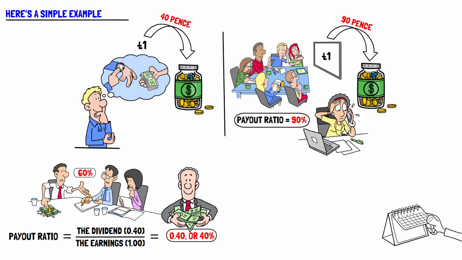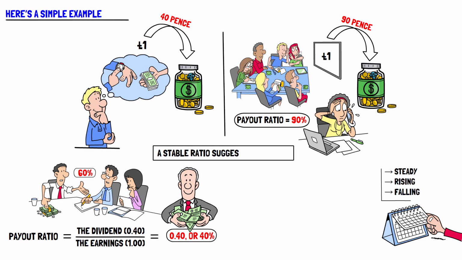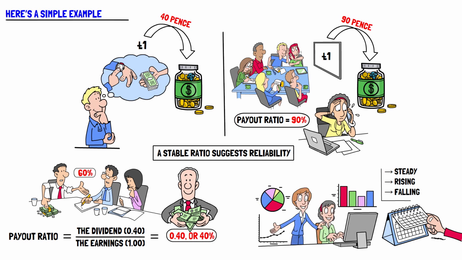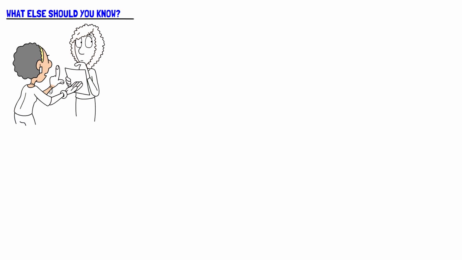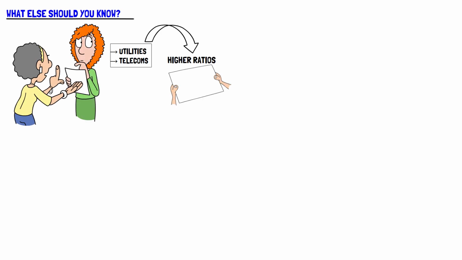Over several years, investors often track whether the payout ratio is steady, rising, or falling. A stable ratio suggests reliability, but if the percentage climbs too high, it might signal that the company is stretching itself. What else should you know? There isn't a single right payout ratio. Some mature, steady companies, such as utilities or telecoms, may have higher ratios because they don't need to reinvest heavily.